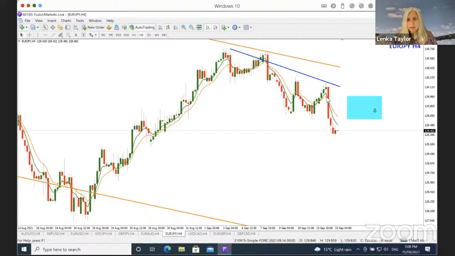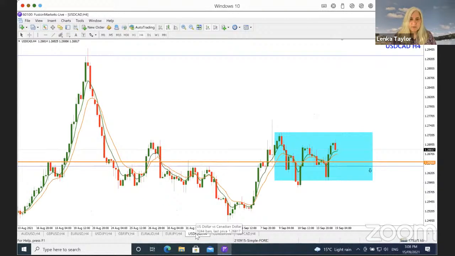Again, there was an entry opportunity there. For me, that's middle of the night, so I didn't get in. So if the price comes back up, I would then be looking for a reversal around this area and looking to enter for a short then.